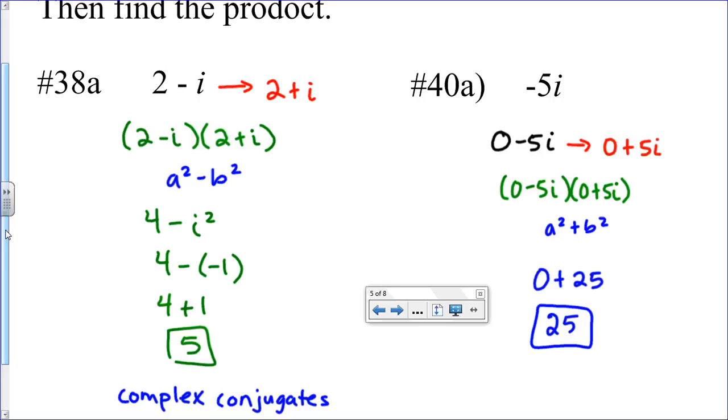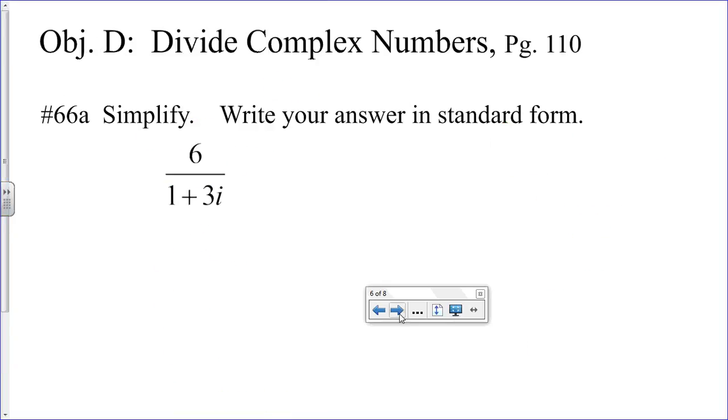Okay. So I'm gonna come back to this page, but let's go here. The reason why we use the conjugate is so we can write it in standard form. So standard form of a complex number is our a plus bi.